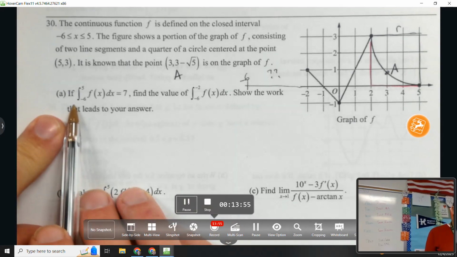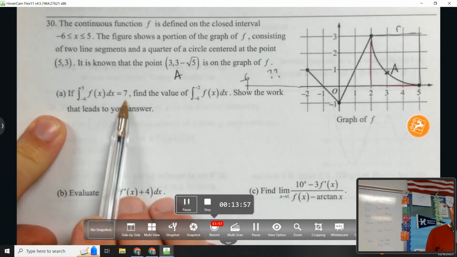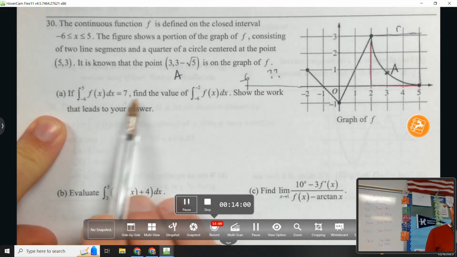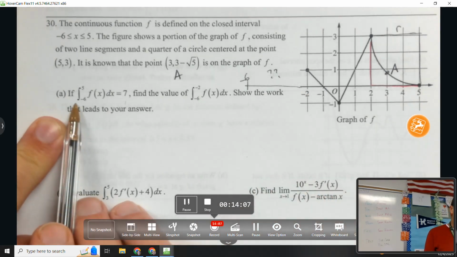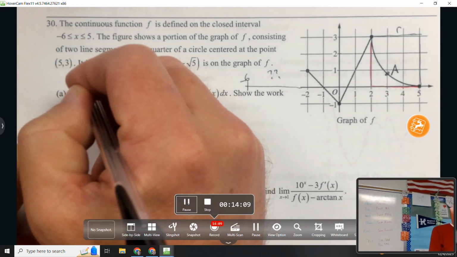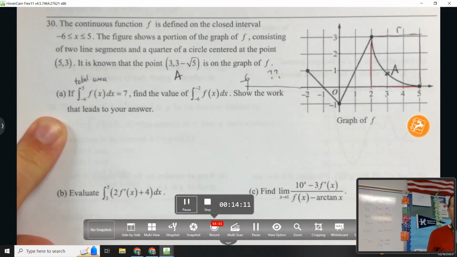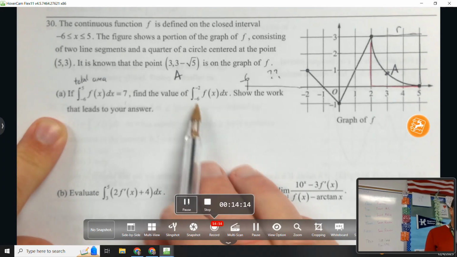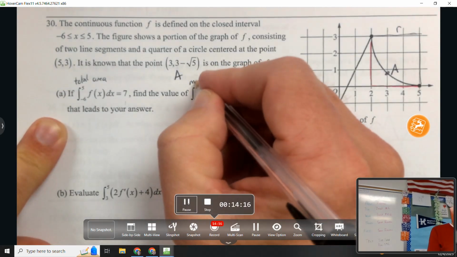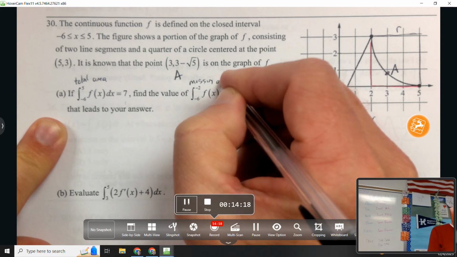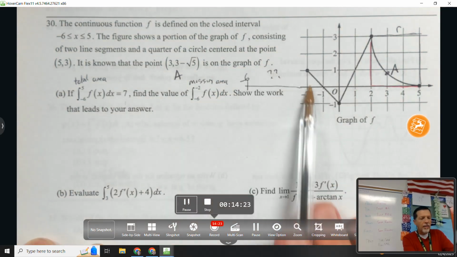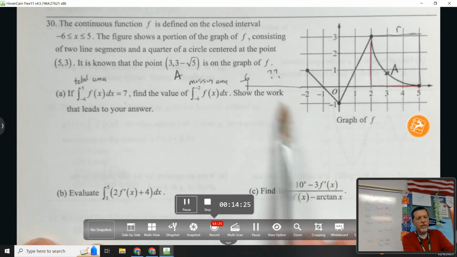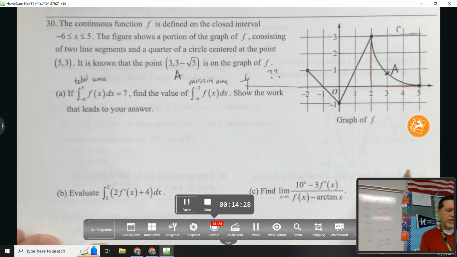Okay, if the integral from -6 to 5 is 7, find the value of -6 to 2. Show the work that leads to your answer. Okay, so the total area, which we don't have a picture of, is 7. Find the value of, I'm going to call this the missing area because we don't have a graph for that. But we do have a graph, so we can find the total area for the rest of this.